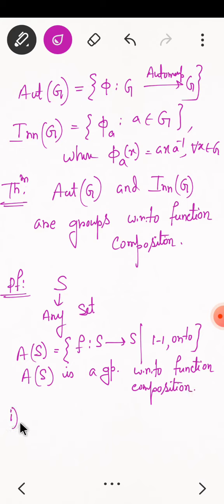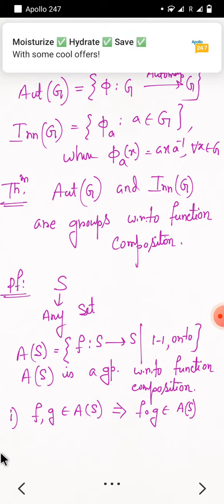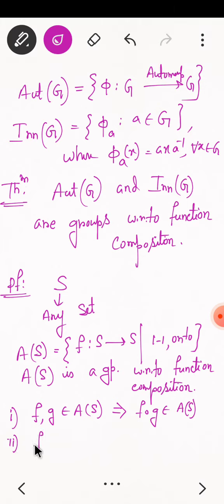So first, if we take f and g, two elements of A(S), two bijective mappings, then the composition of two bijective mappings is also bijective, so the closure property is satisfied. The second condition is the associative property. We know that function composition satisfies the associative property, that is, (f∘g)∘h is equal to f∘(g∘h).